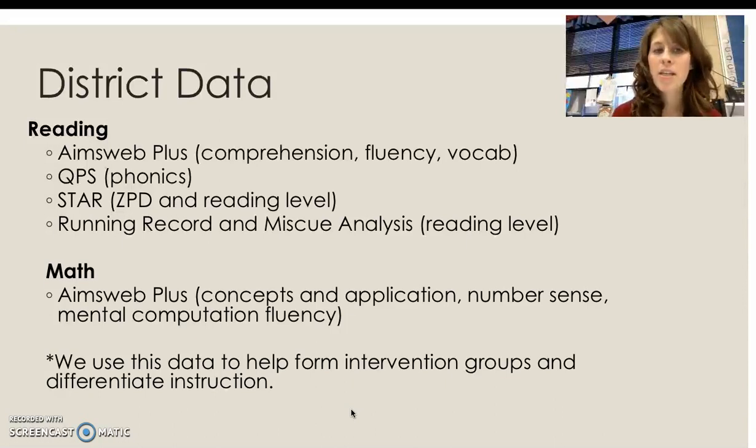And then number sense and mental computation, both of those are kind of fluency to see how fluent they are in number sense and how fluent they are in just mental math. Both of those are timed tests. It's as many problems as they can do in 3 minutes. All of this data that we collect, we use to help us form intervention groups, and then to differentiate our instruction in our classroom.